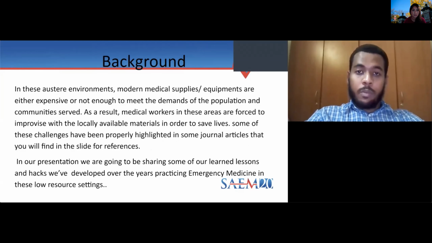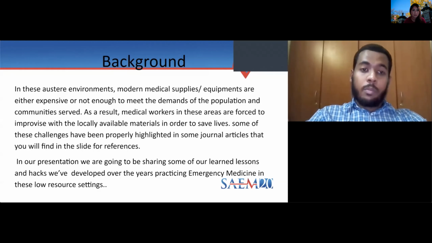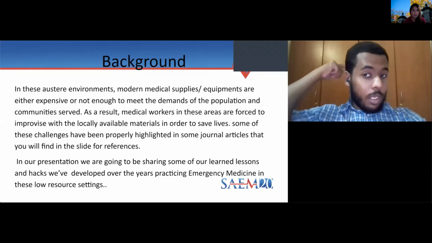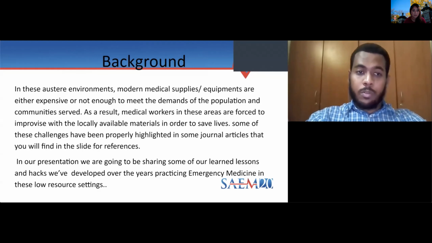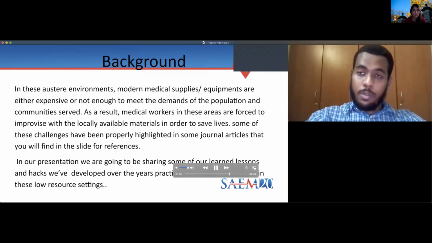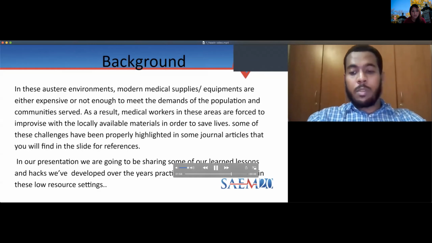In these austere environments, modern medical supplies and equipment are either expensive or not enough to meet the demands of the population and communities served. As a result, medical workers in these areas are forced to improvise with the locally available materials in order to save lives. Most of these challenges have been properly highlighted in some journal articles that you'll find in the slide for references. In our presentations, we are going to be sharing some of our learned lessons and hacks we've developed over the years, practicing emergency medicine in these low resource settings.